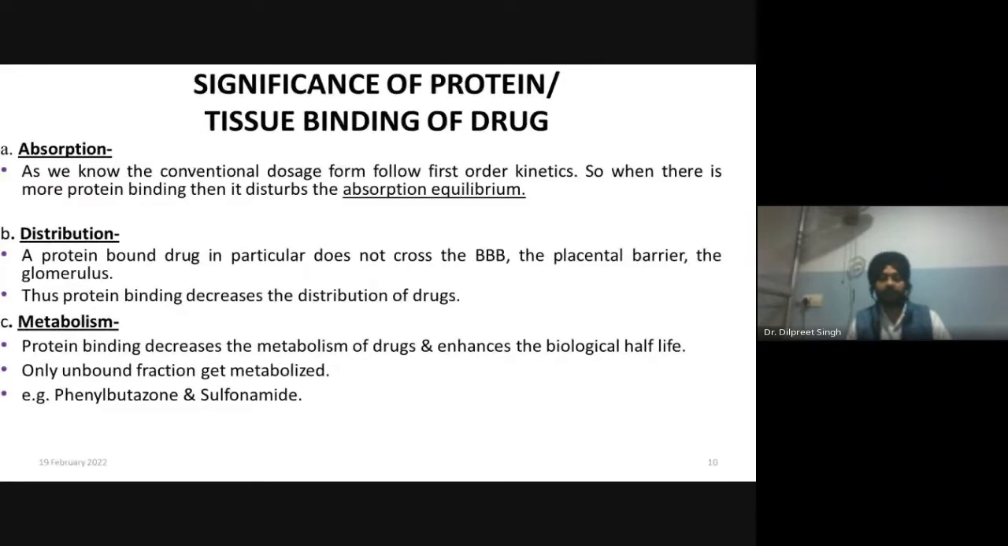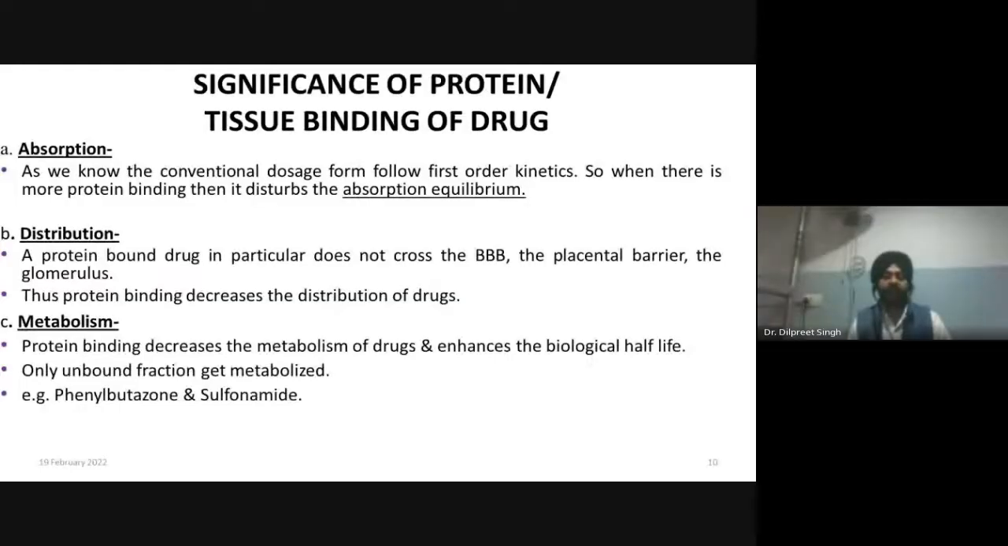C. Metabolism. Protein binding decreases the metabolism of the drug and enhances the biological half-life. Only the unbound fraction gets metabolized. For example, phenylbutazone or sulfonamide are competitive inhibitors, so one drug can displace the other. The displaced drug is available in circulation for a longer time, leading to accumulation and toxicity. So it increases the biological half-life and decreases the metabolism of the drug.